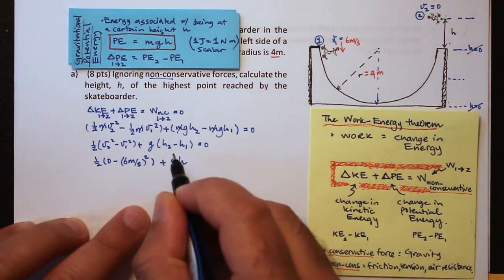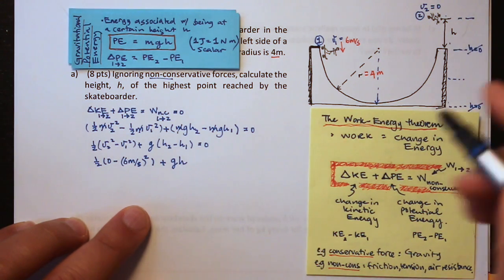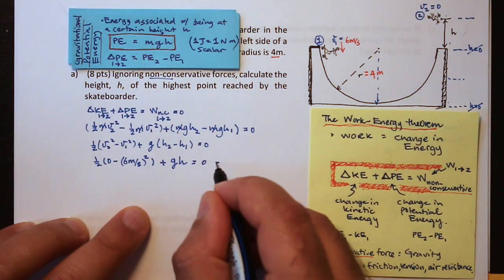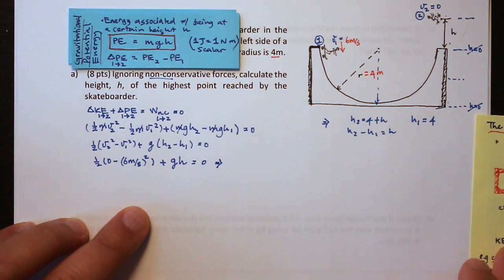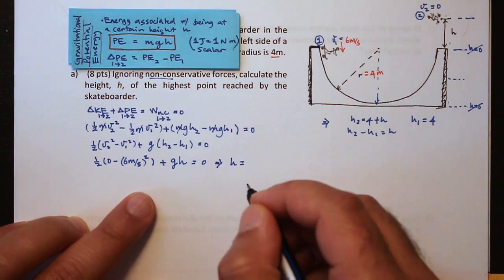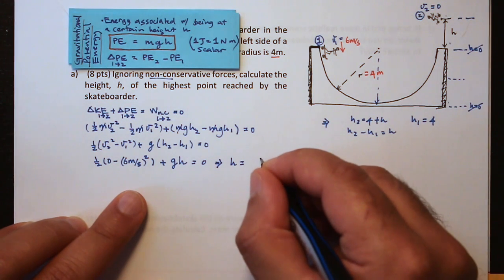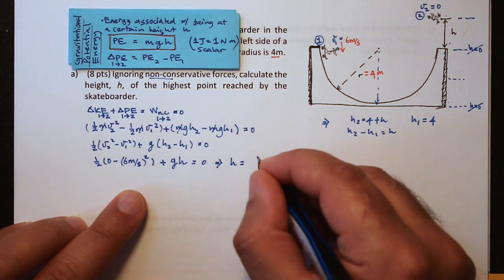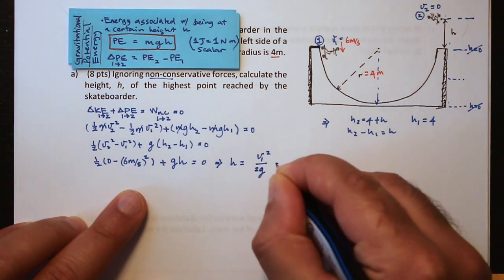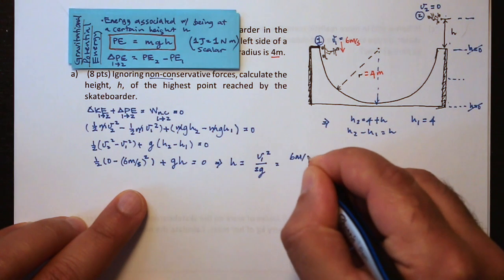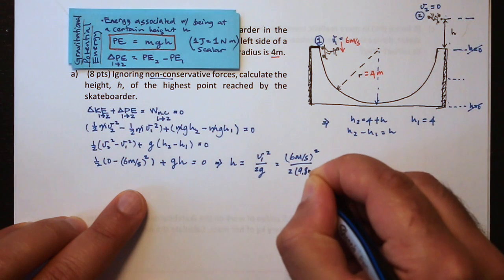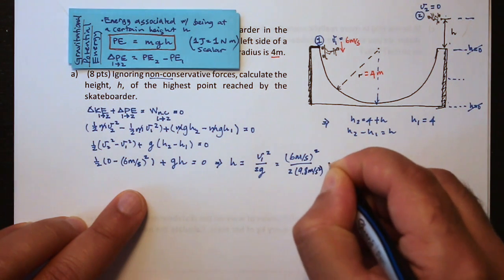So then h2 minus h1 is equal to h, and that is still equal to 0. And from this, I find that h is equal to v1 squared over 2g, which is 6 meters per second squared over 2 times 9.8 meters per second squared.